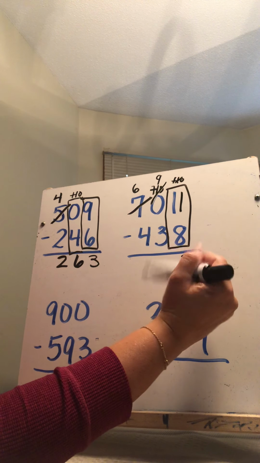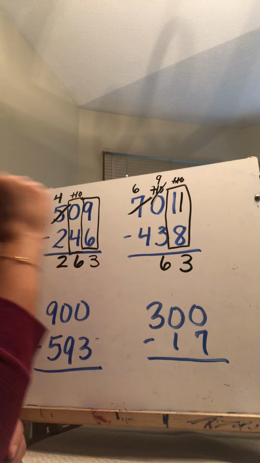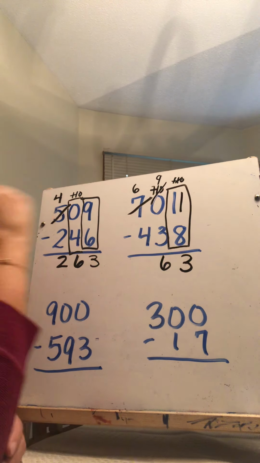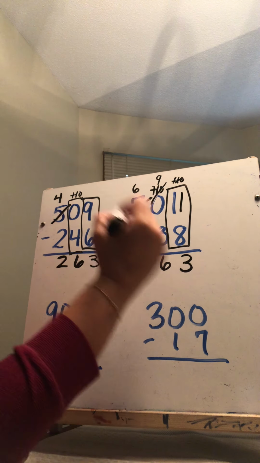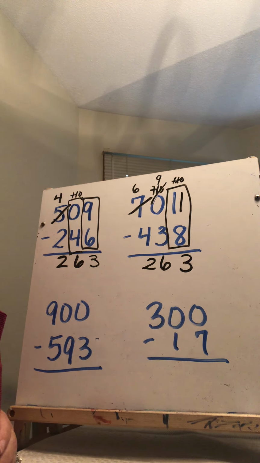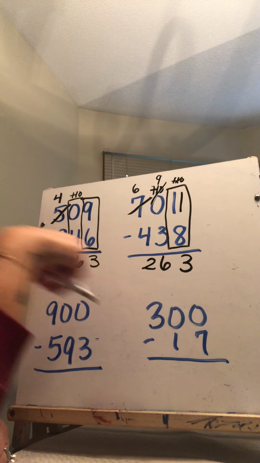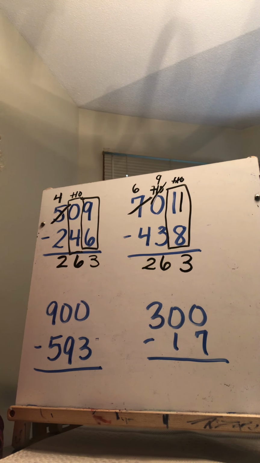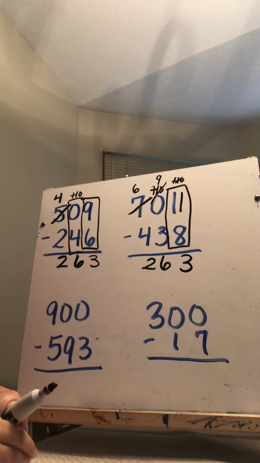9 minus 3 is 6. 6 minus 4 is 2. And I did not do that on purpose, but if you look at these two answers, they have the exact same answer, 263. 701 minus 438 is 263.